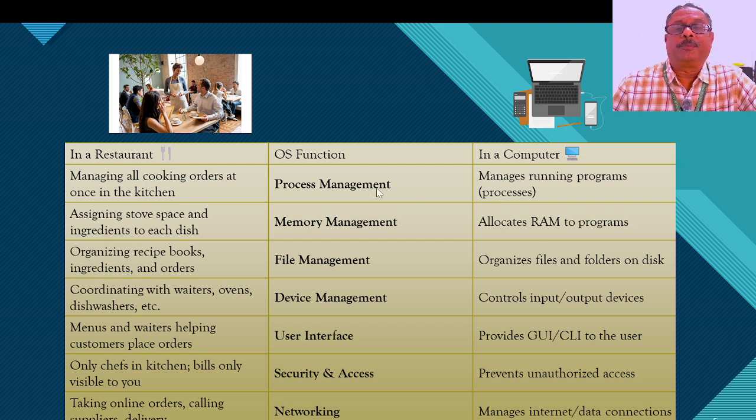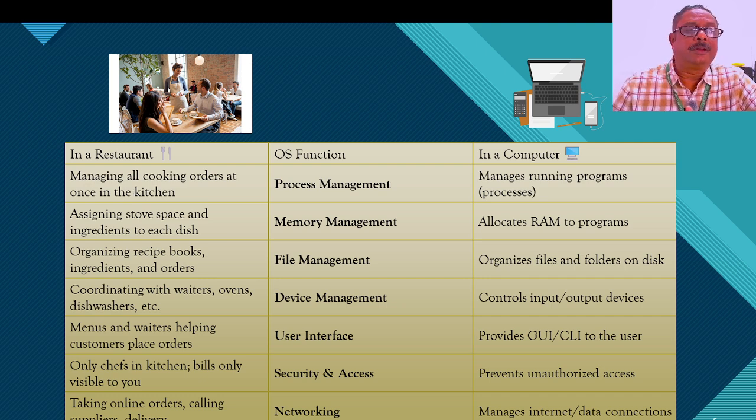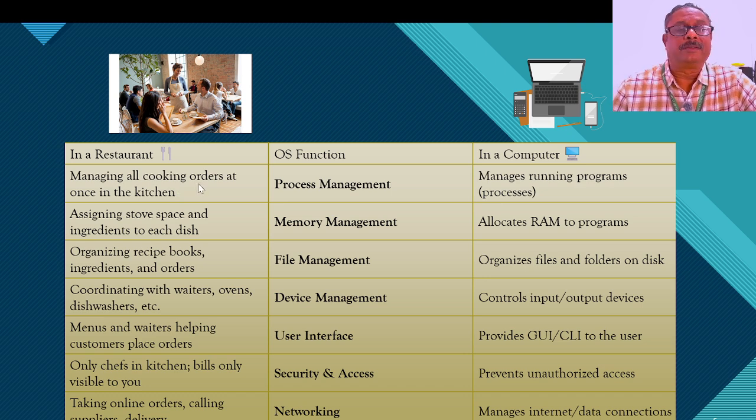So we begin with process management. When we say process management in our restaurant version, it is trying to manage all the cooking orders at the kitchen simultaneously. When multiple orders come to the kitchen, how are they managed? Because we have limited resources, and with those limited resources we should be able to make sure that all the orders are taken care of.